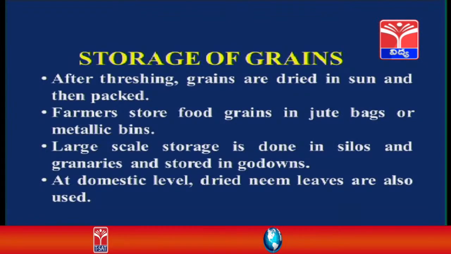Now, if it is not properly managed, it is again damaged by virus, bacteria, rats, birds, etc. So, to avoid that, what has to be done? They have to be properly stored. Storage of grains: after threshing, grains are dried in sun and then packed. Farmers store the food grains in jute bags or metallic bins. Large scale storage is done in silos, granaries and godowns also. At domestic level, dried neem leaves are also used.